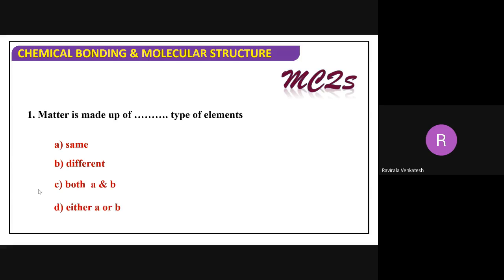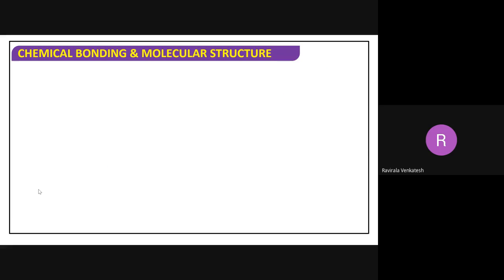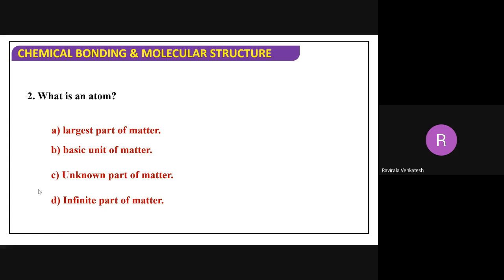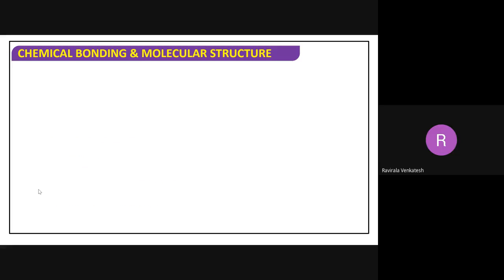Can you say the answer for this one? Matter is made up of dash type of elements. Both A and B. It may be the same, like hydrogen or carbon dioxide. What is the atom? Basic unit of matter.